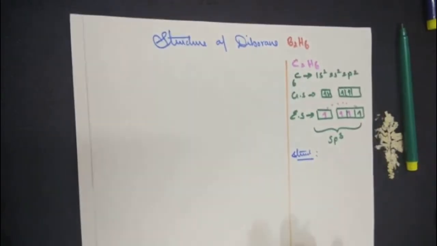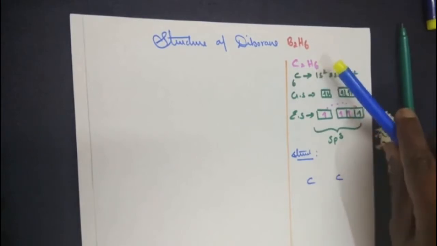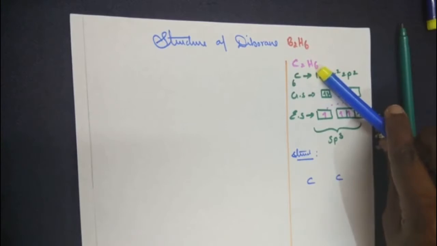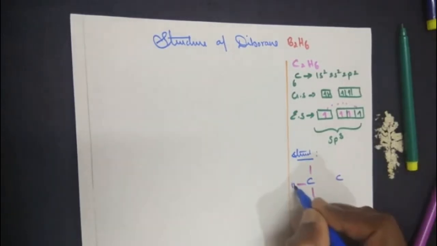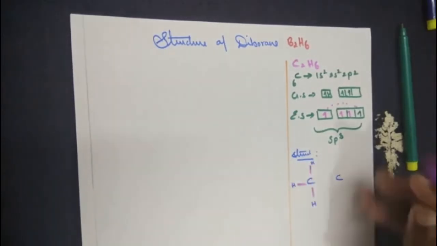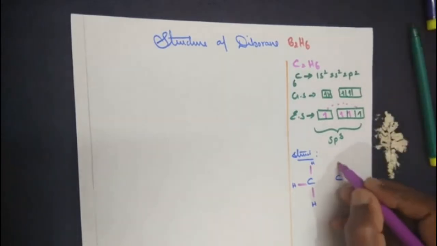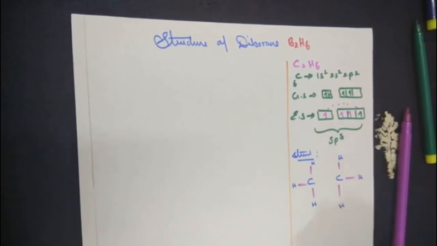Let's see in terms of structure. What type of structure is found? How many carbons have we taken? 2 carbons. How many hydrogens? 6 hydrogens. Meaning 1 carbon is bonded with 3 hydrogens, so I have taken 1, 2, 3 here. So 1 carbon is bonded to 3 hydrogens. This is for 1 carbon. Similarly, the other carbon is bonded to another 3 hydrogens.